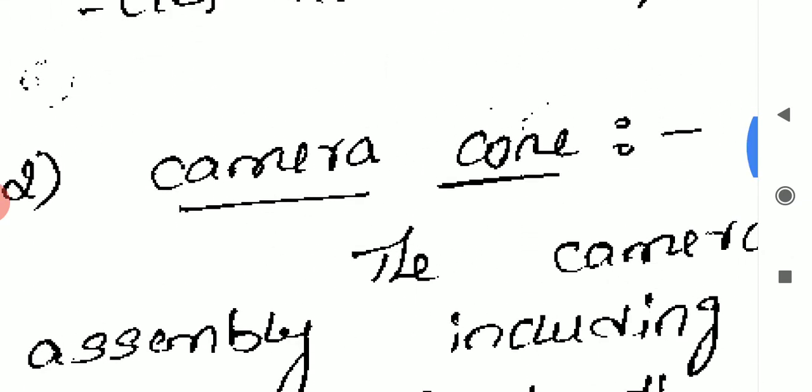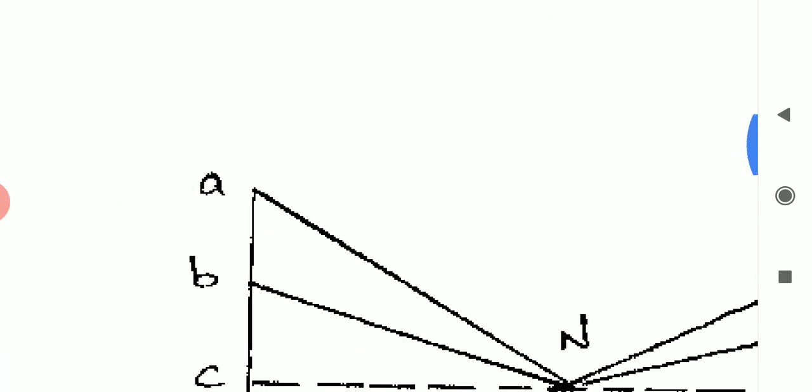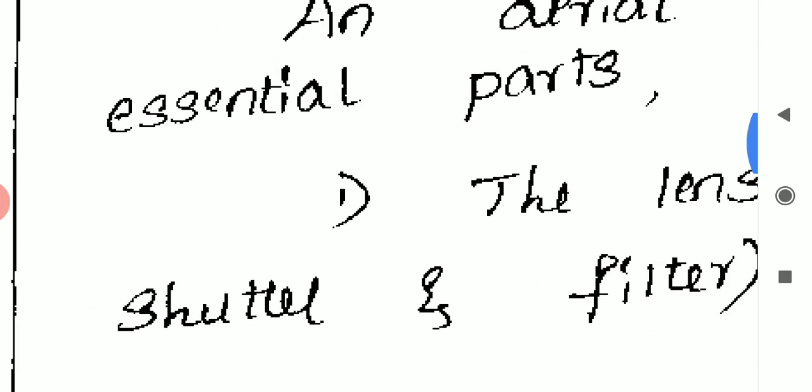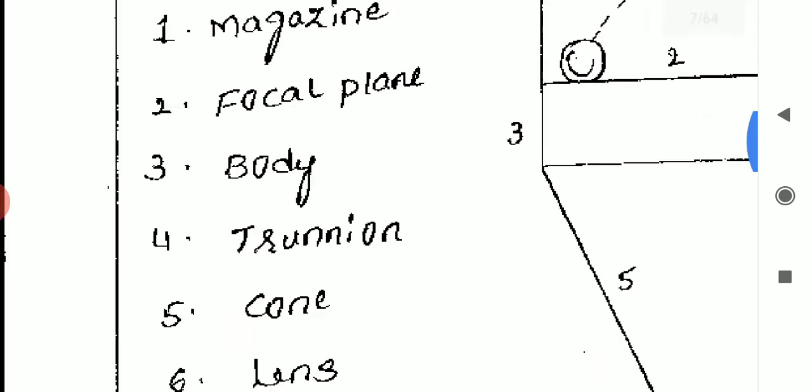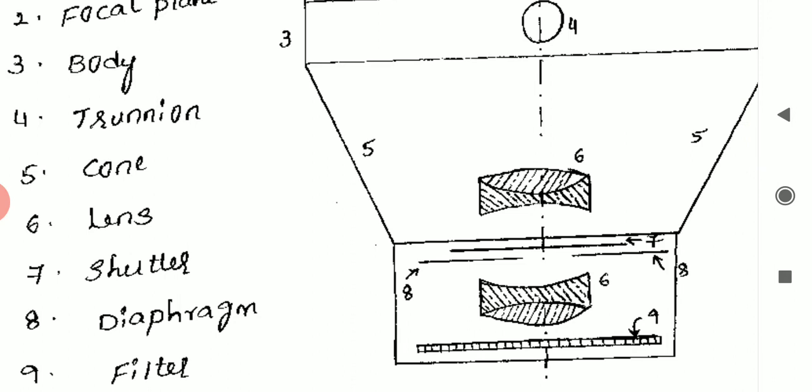Okay, and the camera axis, camera cone. I told you it is slanted, no? So that is the camera cone. The camera cone supports the entire lens assembly, including the filter at the top of it, and collimation marks are provided. See here. Fifth one is the camera cone.